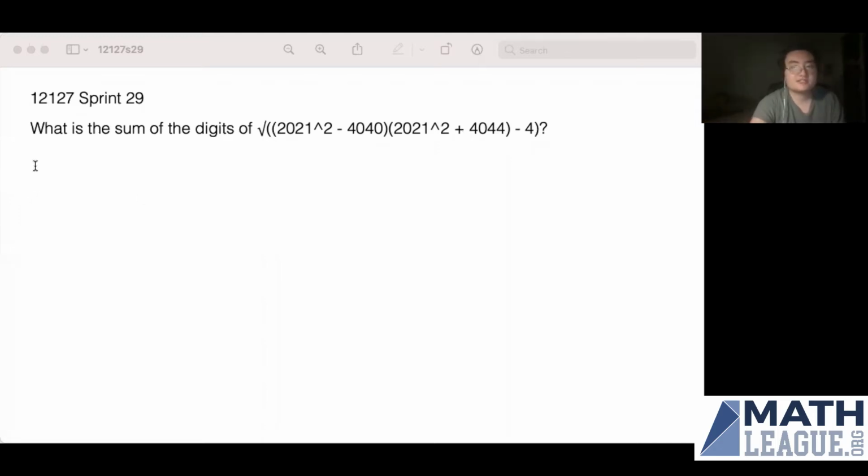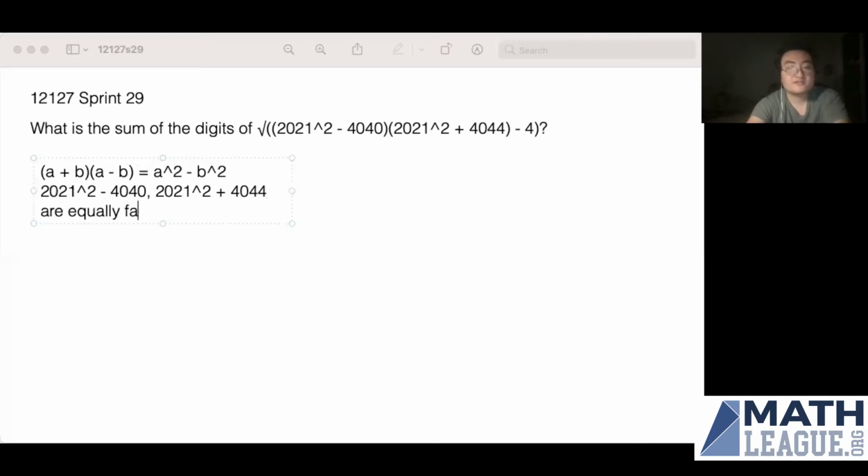Okay, so what do we remember about difference of squares? Well, we can remember that a plus b times a minus b is equal to a squared minus b squared. And in this case, we just mentioned that 2021 squared minus 4040 and 2021 squared plus 4044 are equally far apart from the quantity 2021 squared plus 2. Therefore, we should try setting a equals 2021 squared plus 2, and b, well, how far apart are they from that a? Well, 4042, right? So then a should be 2021 squared plus 2, and b should be 4042, right?